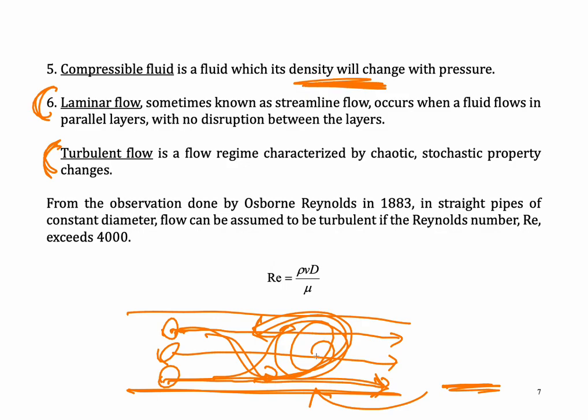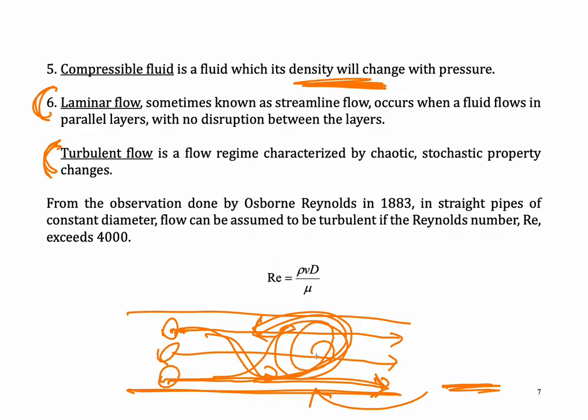Because laminar flow and turbulent flow are not easy to determine, we cannot track each molecule's behavior, because we cannot see the molecules. So there is one scientist who observed this phenomenon, named Osborne Reynolds. From the observation done by Osborne Reynolds in 1883 in straight pipes of constant diameter, flow can be assumed to be turbulent if the Reynolds number Re exceeds 4000.